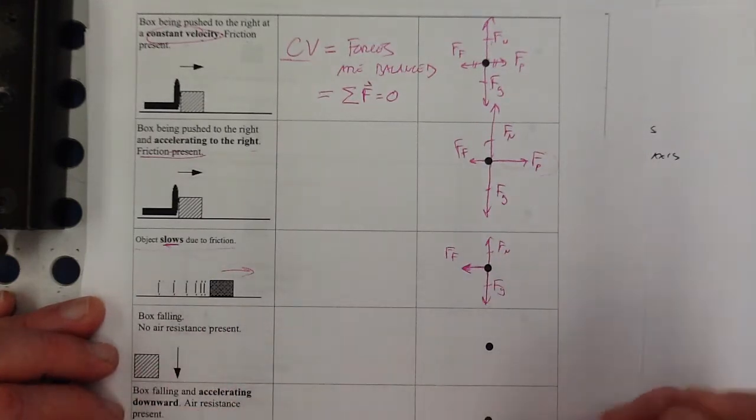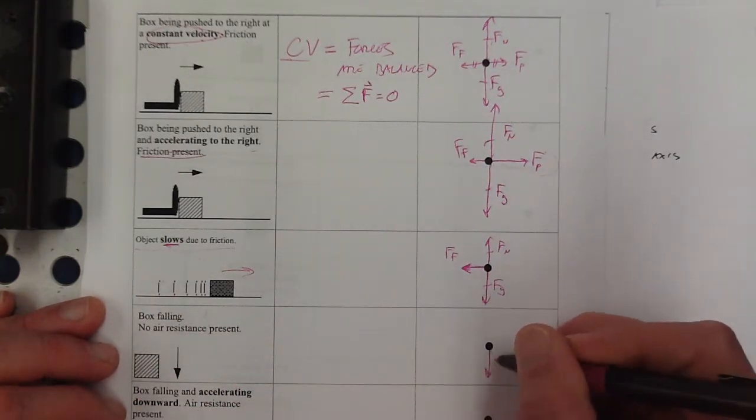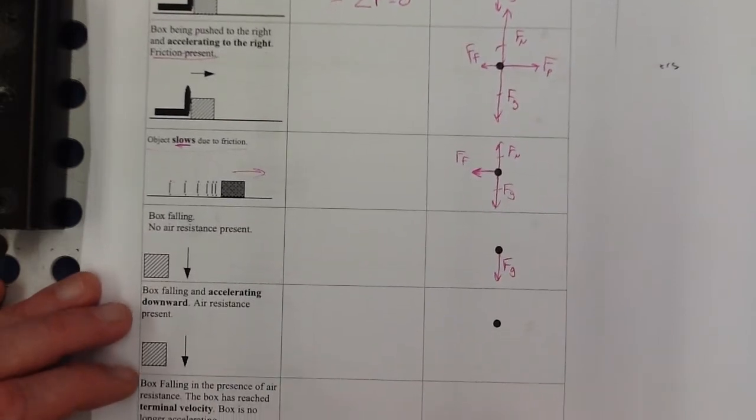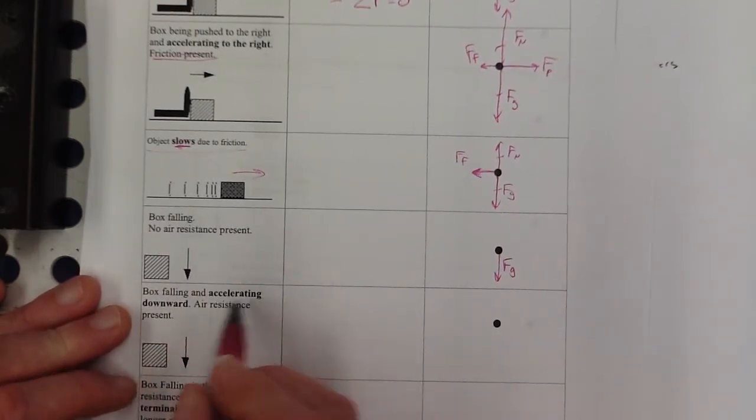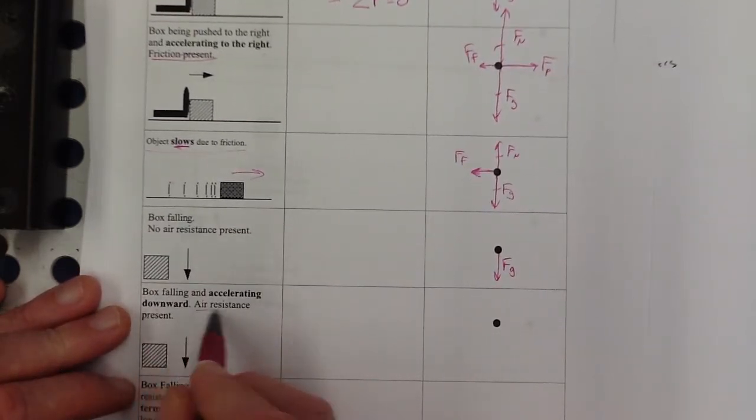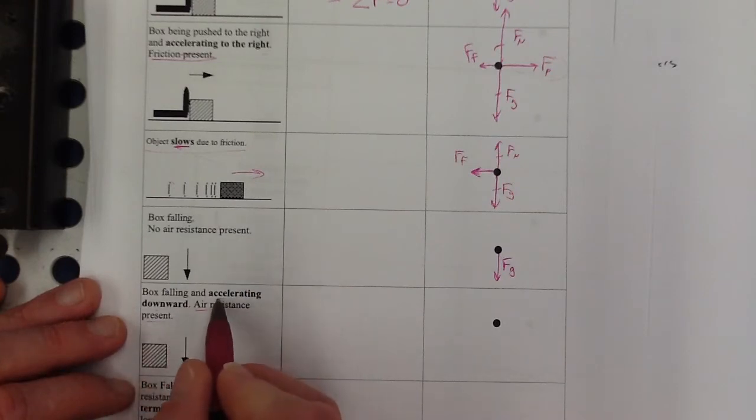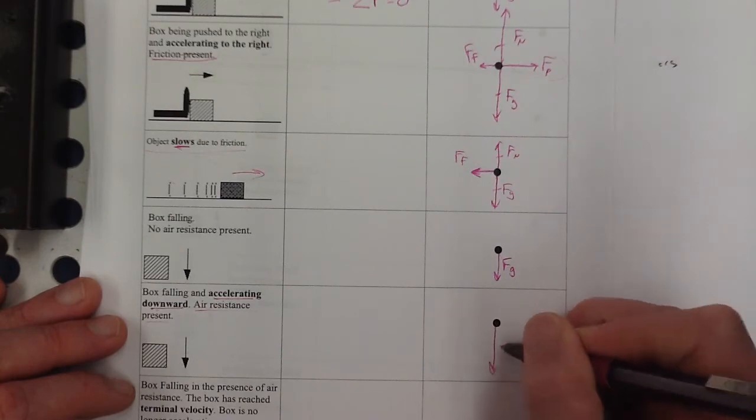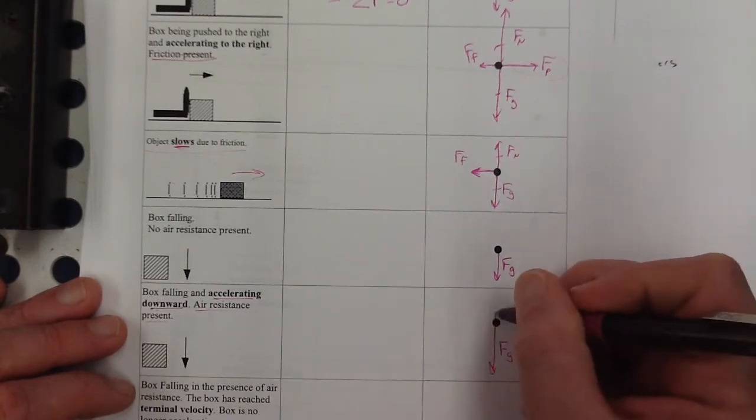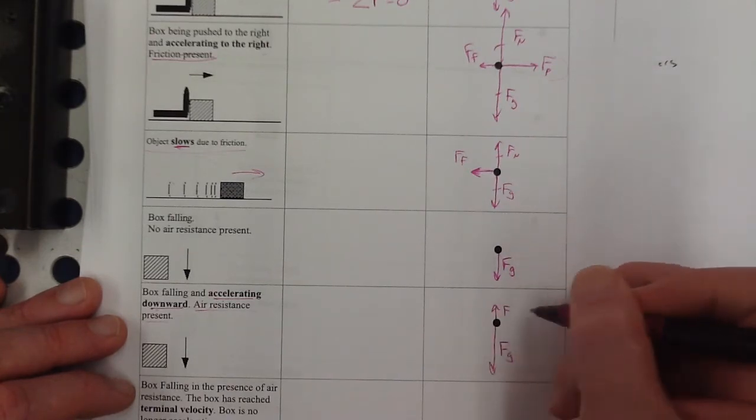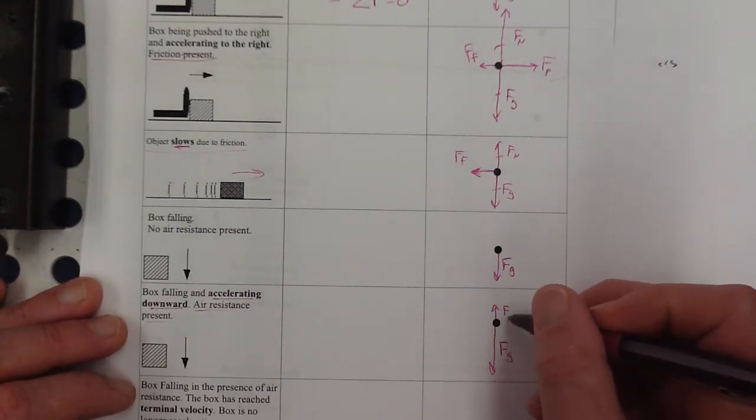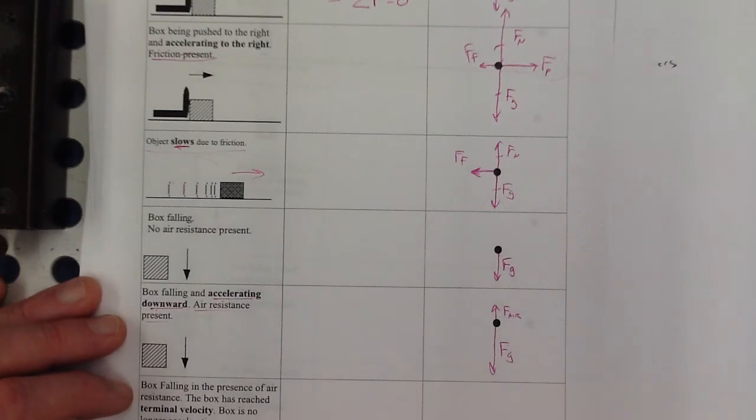There's a box falling, no air resistance present. Well, got no support there. Right? That is called free fall, my friends. Box falling and accelerating downward, and there is air resistance present, but it's accelerating downward. Okay, so that means the down direction is winning, and there's some force. You could call that force of air. Sometimes we call that a drag force, whatever you like.